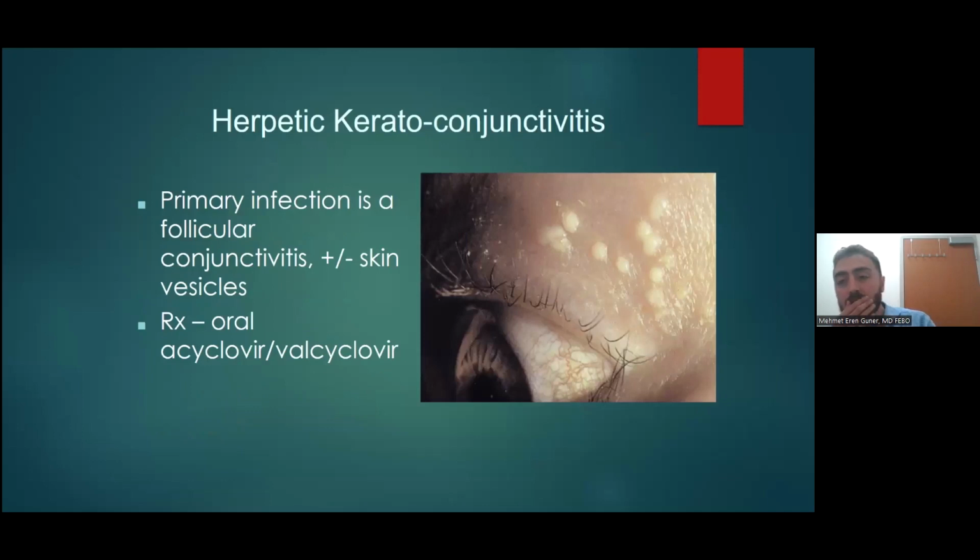All right, the last thing I wanted to discuss is unilateral, long-lasting redness, conjunctival injection, discharge, and light sensitivity. We have to rule out herpetic keratoconjunctivitis. Primary infection is also a follicular conjunctivitis. You can see skin vesicles. It makes your life very easy. They would require a form of treatment, most likely oral acyclovir.